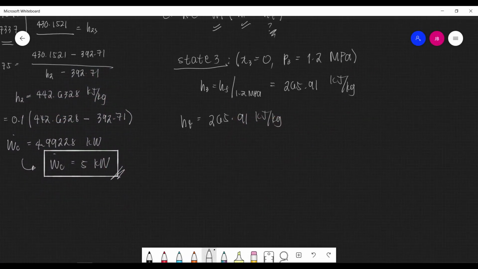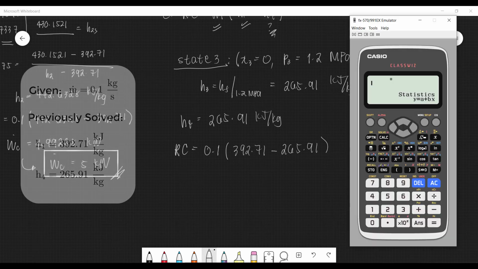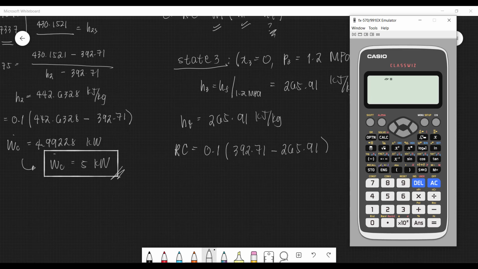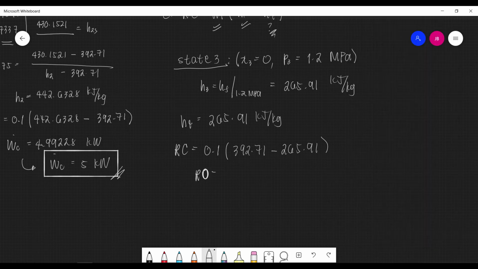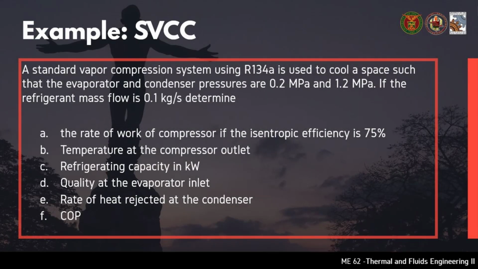Let's proceed. The refrigerating capacity is then going to be equal to 0.1 times 392.71 minus 265.91. Input that in your calculator. Our refrigerating capacity is 12.68 kilowatts. We're done with 3 problems, 3 more to go. Next, we solve for the quality at the evaporator inlet.